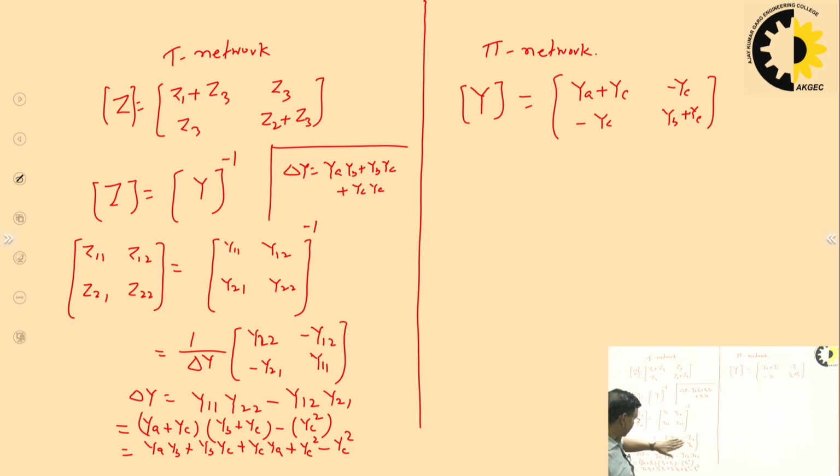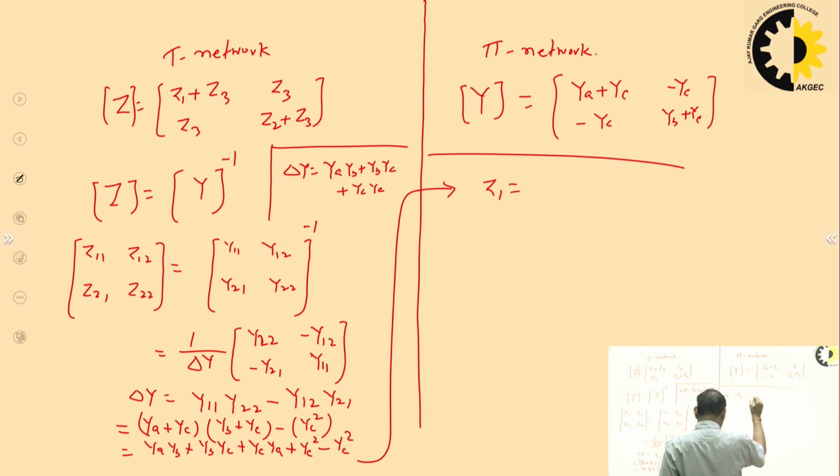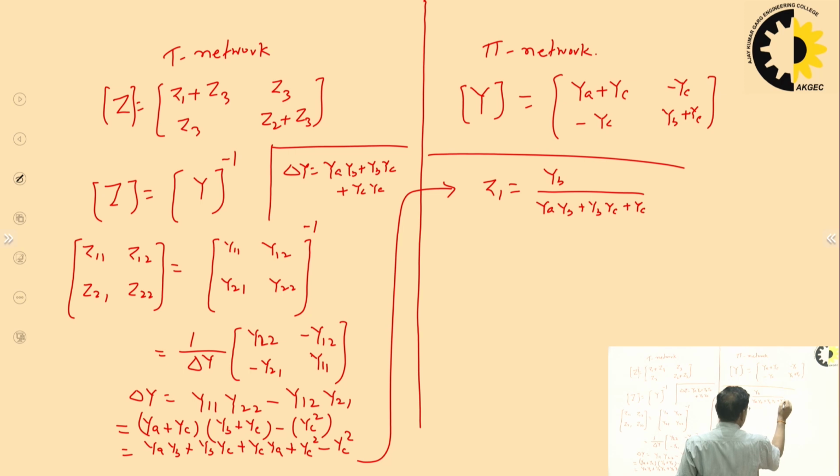So put the value of del Y here, the value of Y22, Y11, we can get the value of Z11, or we can find the value of Z1, Z2, Z3. So this way we can find, so Z1 is YB upon YA YB plus YB YC plus YC YA.